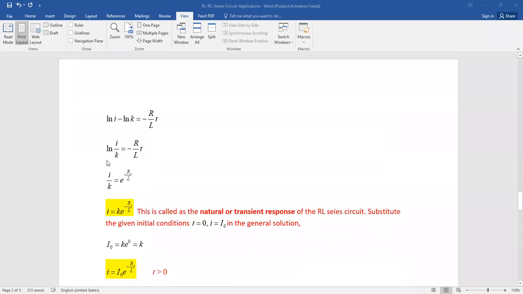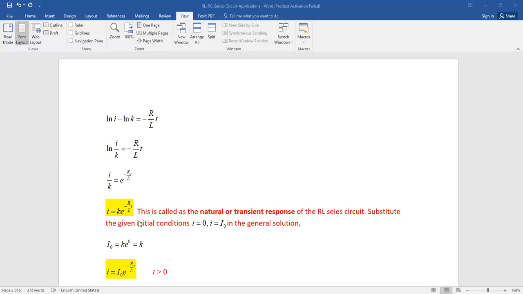Then if we make the entire equation, left and right side, the exponent of e, we get rid of the ln on the left, so that would be I over k. And what we have on the right would be e raised to negative R over L times t. Now this is an equation.